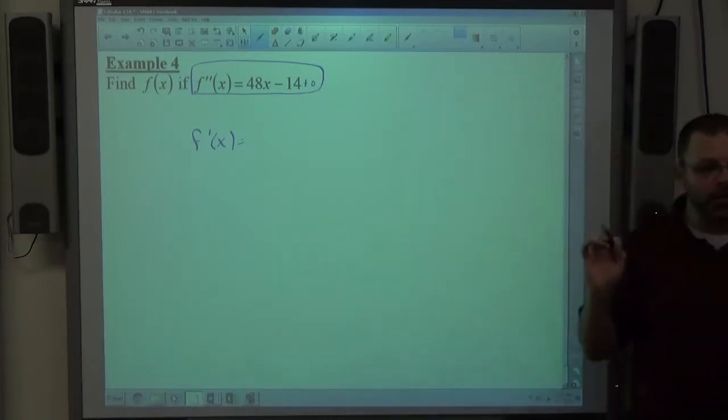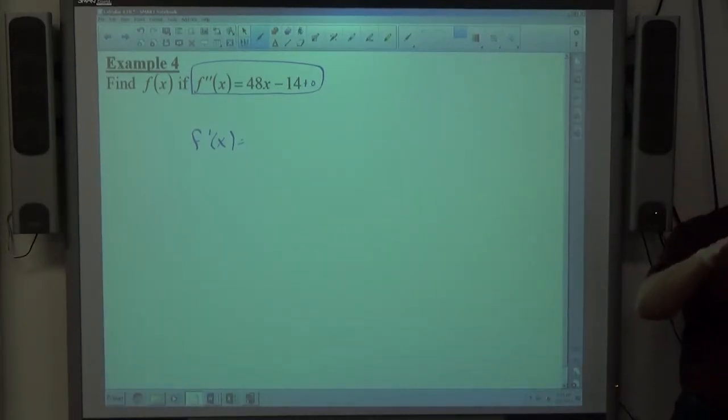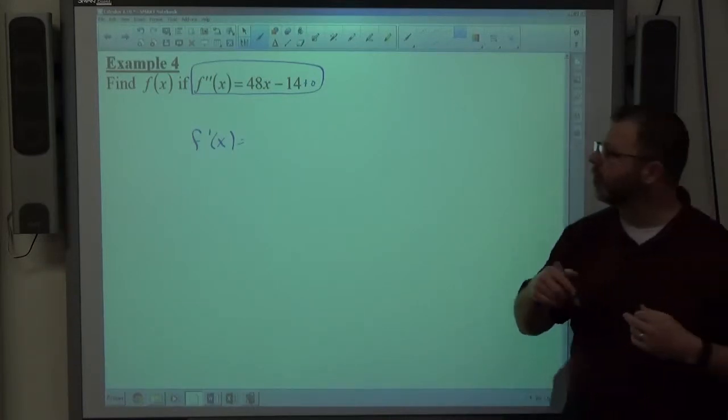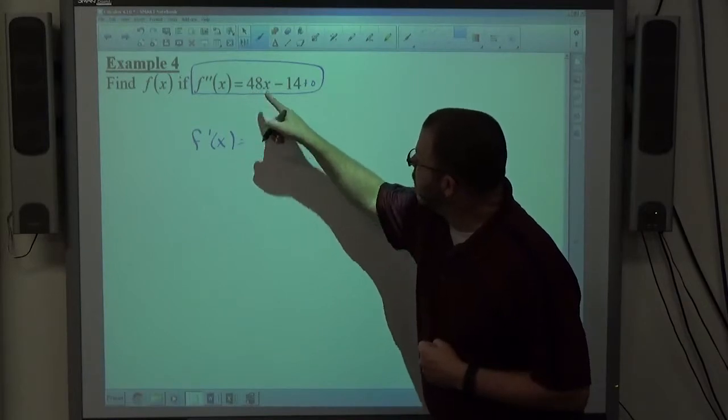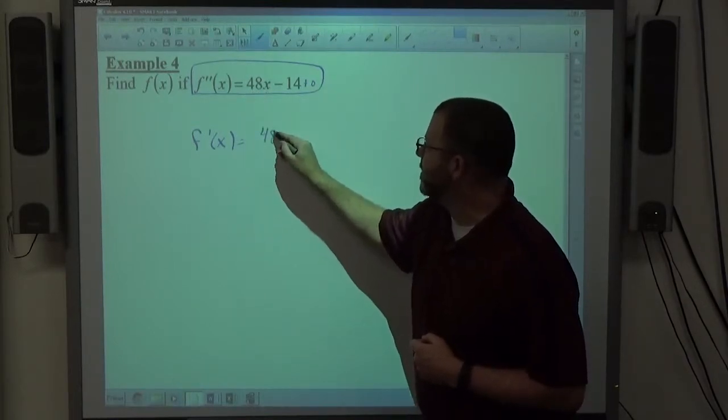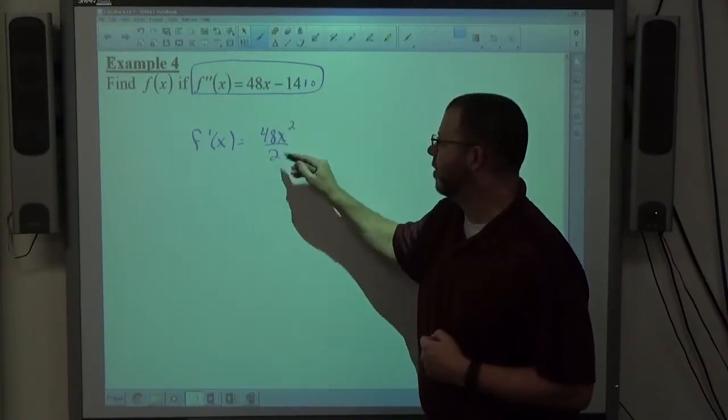I want to do this in 2 steps every time. I anti-differentiate by the formula, then I simplify every term. That'll be the derivative. Then I'm going to anti-differentiate the derivative, and then I'm going to simplify every term. So that's kind of how you want to go through this. So if I anti-differentiate 48x, I'm going to get 48x to the second over 2.